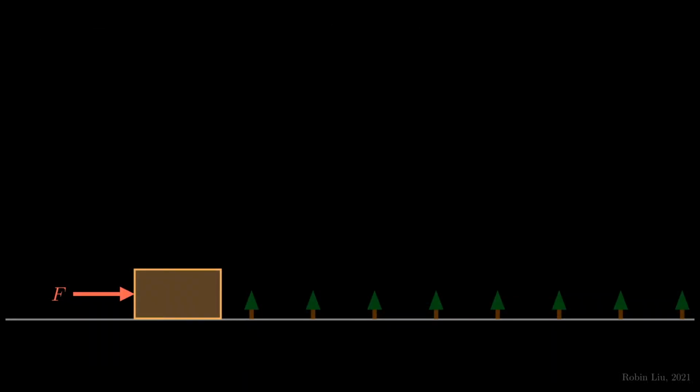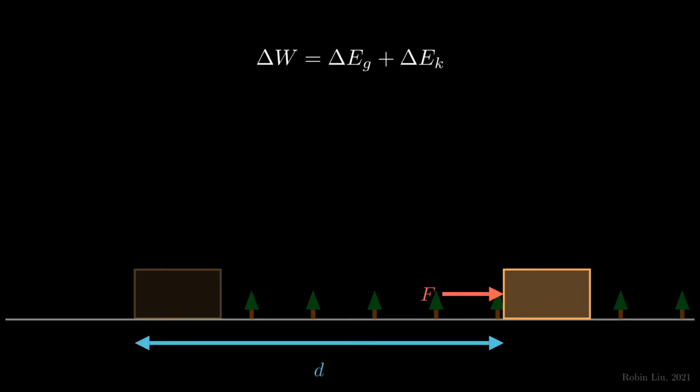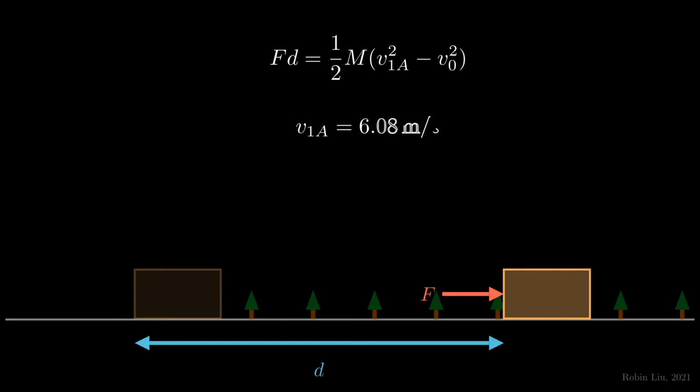First, let's look at how the block moves in frame A, which is a stationary reference frame. I put some trees in the background of this animation to indicate whether the current reference frame is moving or not. After some time, the block moves a distance d. Let's start with our usual energy equation. The work done on the block is simply force times distance. There's no change in gravitational potential since the block doesn't change height, and the change in kinetic energy is represented by this expression. This gives us a final velocity in frame A of 6.08 meters per second.